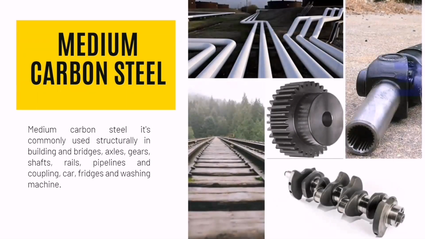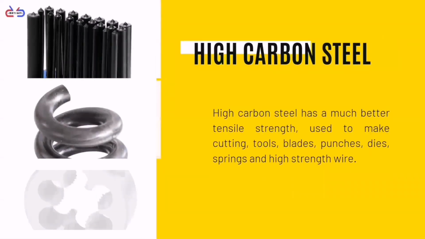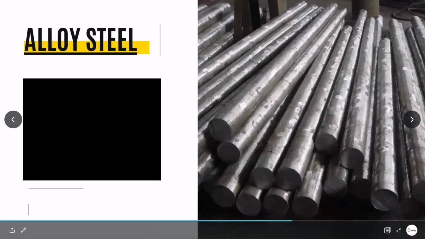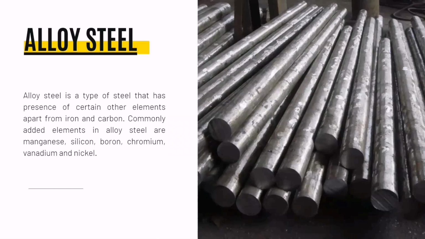Next is the medium carbon steel. Medium carbon steel is commonly used structurally in buildings and bridges, axles, gears, shafts, rails, pipelines, and couplings, cars, fridges, and washing machines. High carbon steel has a much better tensile strength, used to make cutting tools, blades, punches, dies, springs, and high strength wire. Let's move on to alloy steel.